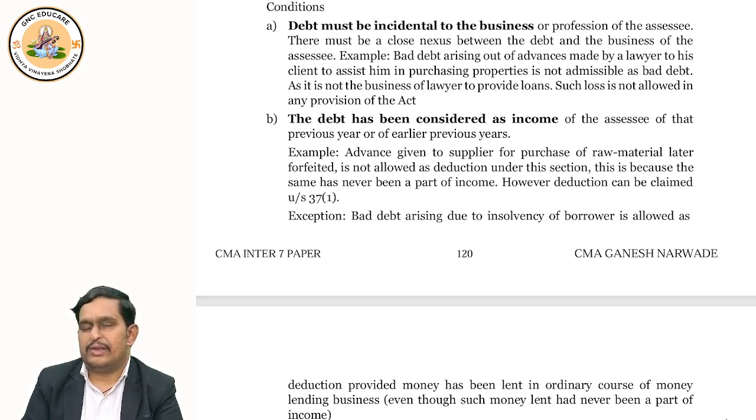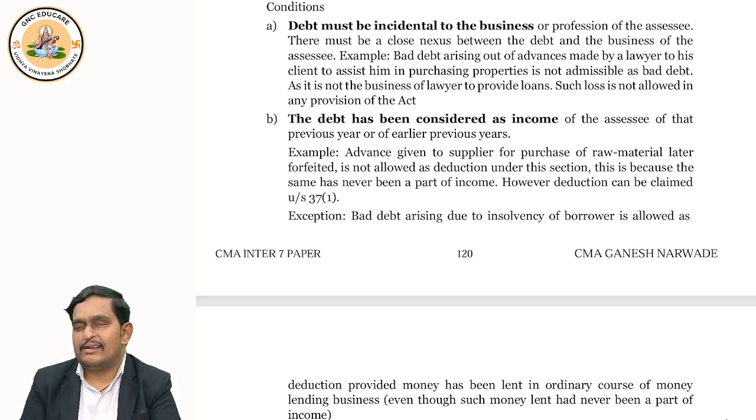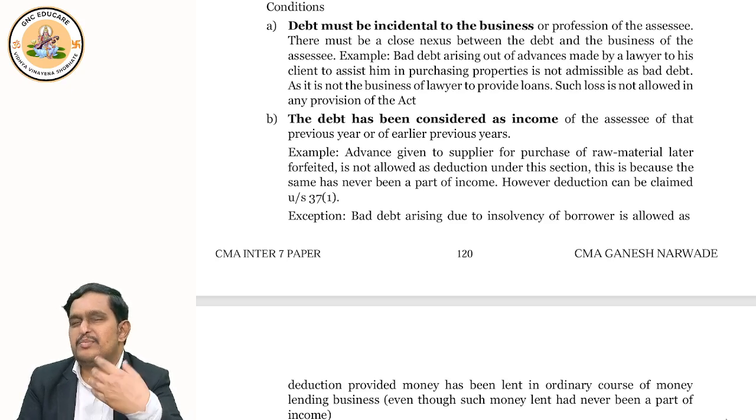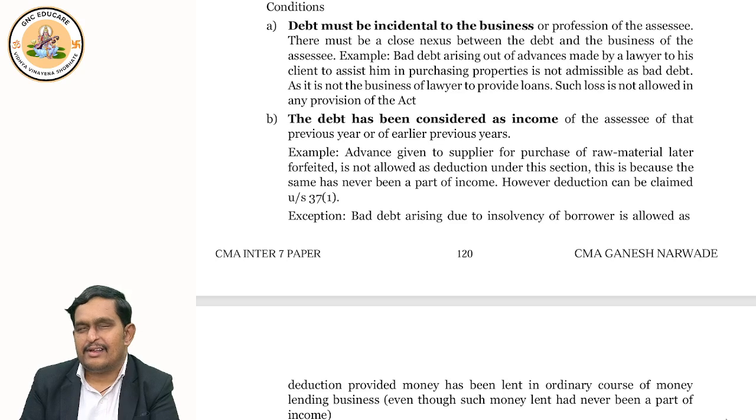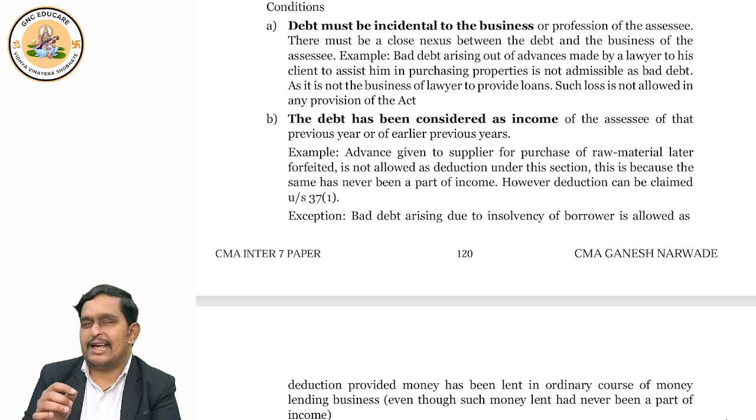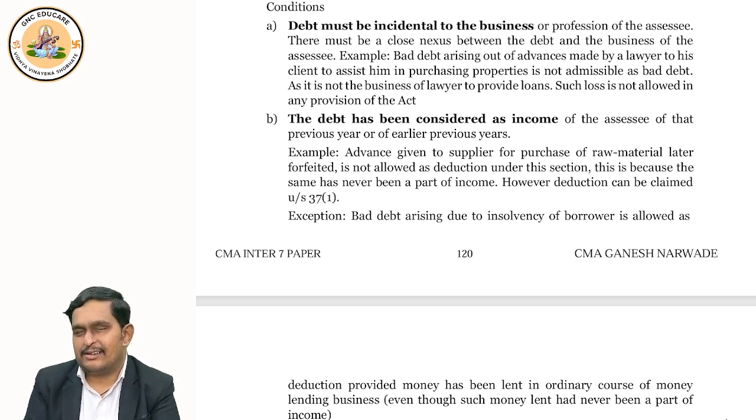Now, that means the second condition is satisfied. The second condition says, to call it as bad debts, the same amount should have been shown as income in the current previous year or in the earlier previous years. We showed it as credit sales. Later on, the debtor did not pay. So we want to take it as bad debts and deduct it. Can we do so? The answer is yes.